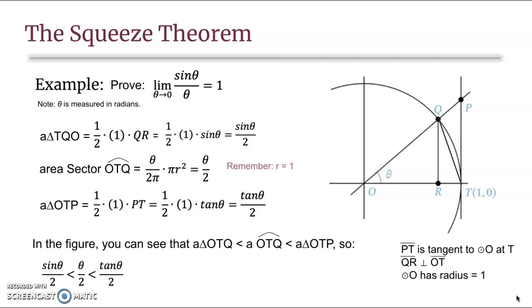And if you just multiply all the way across by 2, that means sine of theta is less than theta, which is less than tangent of theta. All right, you may not see where this relates to the squeeze theorem yet, but you will soon.